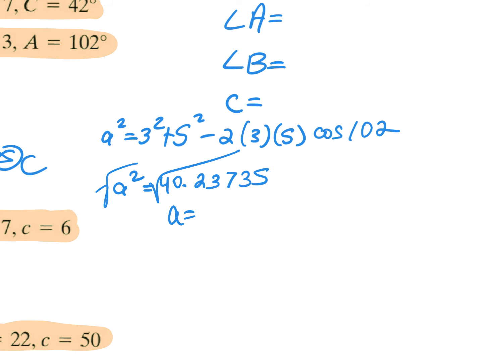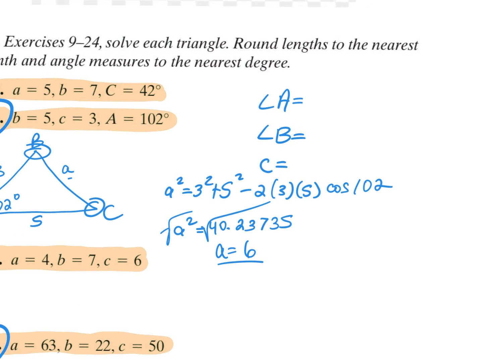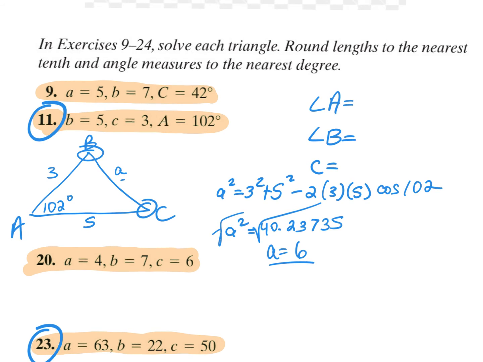6.34. So we'll round it to a whole number. We'll just say A is about 6. Let's look at the directions. What do the directions say? Nearest degree, right? Then the nearest what? 10th? Okay. So what do you guys want to round to? Nearest 10th? Okay, so it'd be 6.3. So A is 6.3.